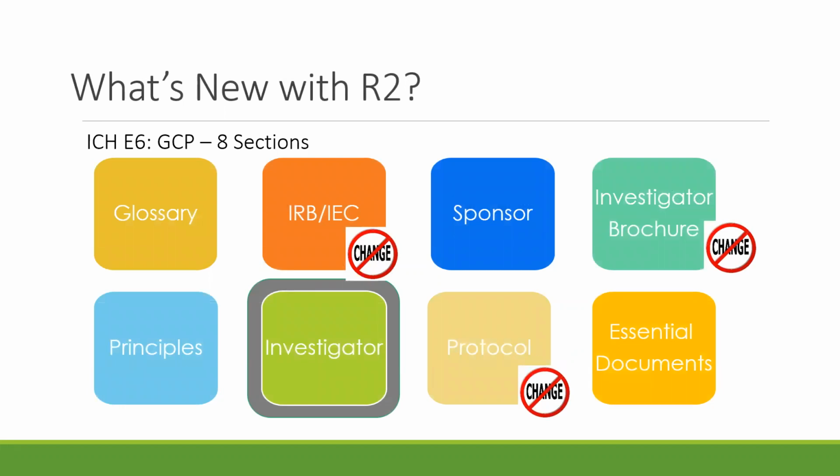ICH E6 guidelines for GCP include 8 sections. There were recently some updates in the R2 addendum, specifically changes and updates that came up surrounding the GCP guidelines. No changes to the IRB section, investigator brochure section, and protocol details were made. However, other sections did have some changes.